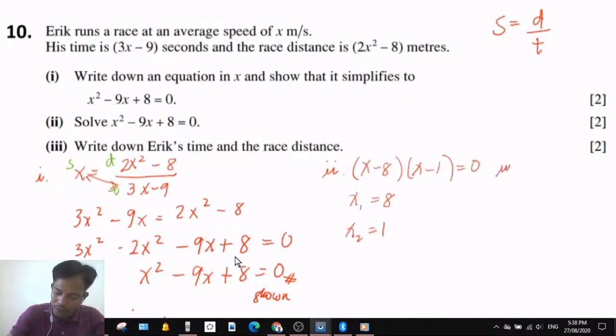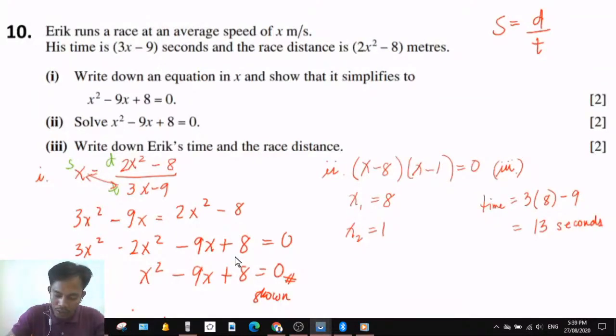Next, question number 3. Write down Eric's time and the race distance. Time is 3 times 8 minus 9. 3 times 8 is 24, minus 9 is 13 seconds.